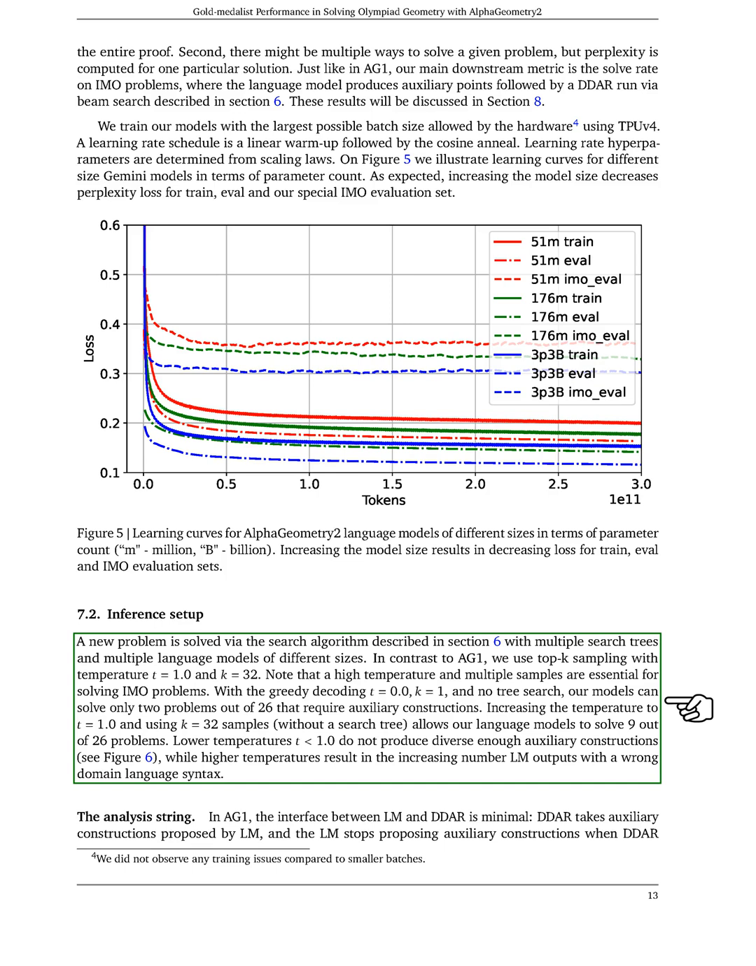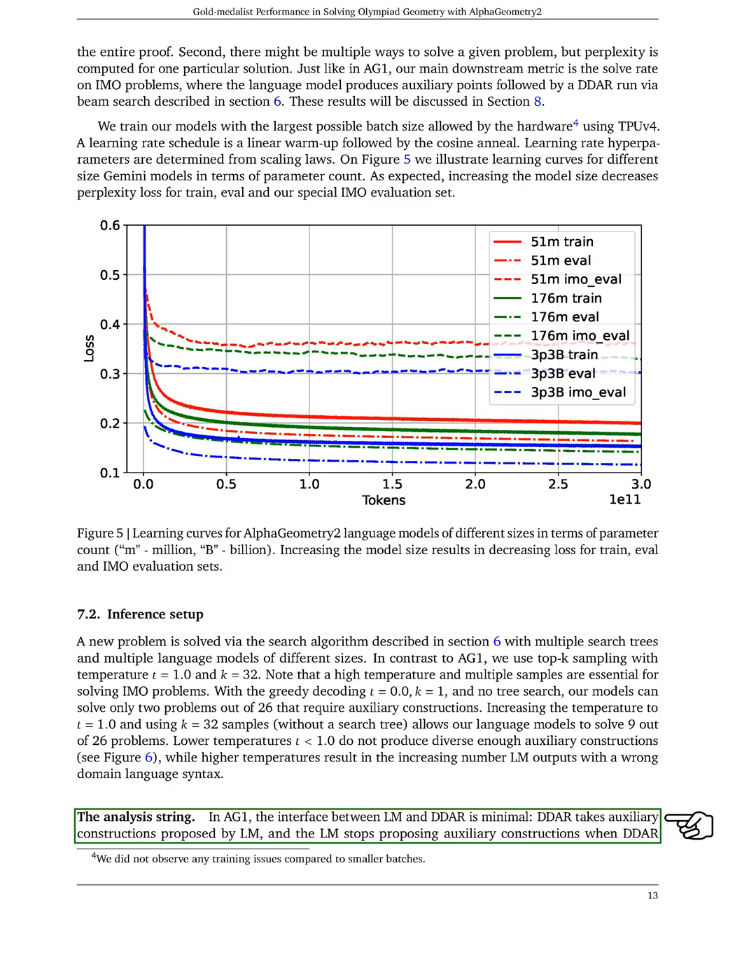With a greedy decoding approach, our models could only solve 2 out of 26 problems needing auxiliary constructions. By increasing the temperature and using 32 samples without a search tree, we improved the solve rate to 9 out of 26. Lower temperatures do not yield diverse enough auxiliary constructions, while higher temperatures lead to outputs with incorrect domain language syntax.